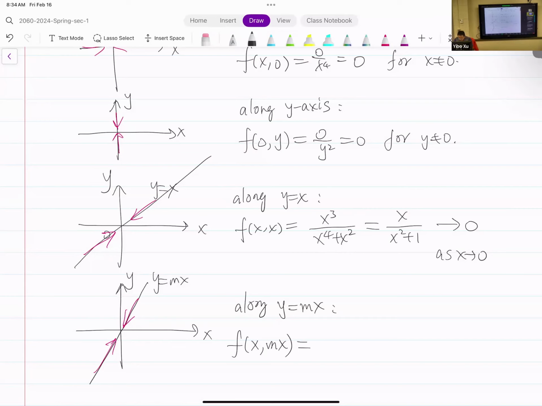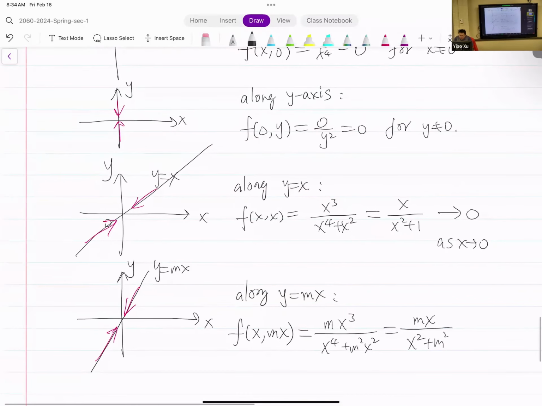Now let's see. We have x squared times y, which is m x to the 3, over, it's still x to the 4 plus y squared. y squared is m squared x squared. And you can see it's relatively similar. It's just now we have an m on the top and m squared on the bottom, right? But then we still can cancel out the x squared that's in common. M x over x squared plus m squared.